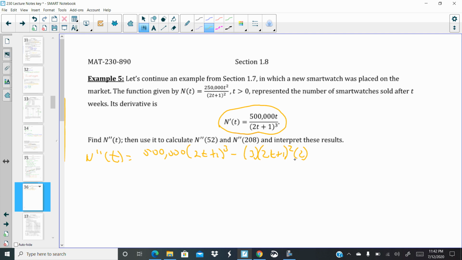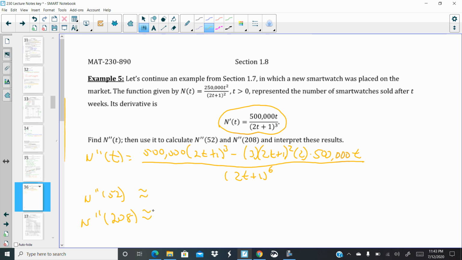That's the derivative of the bottom. Now we have to times it by the top. And then all that divided by the denominator squared. If you square something which is cubed, then that becomes to the 6th power. All right, so now let's figure out what n double prime, that should be a double prime, n double prime of 52, which is basically 1 year, and n double prime of 208, which is 4 years.